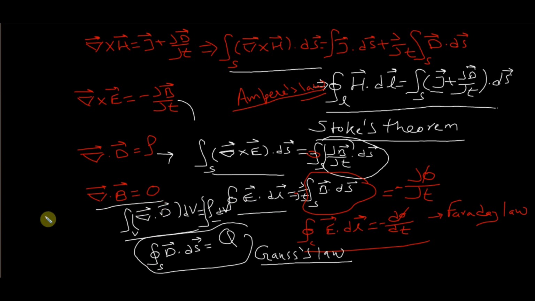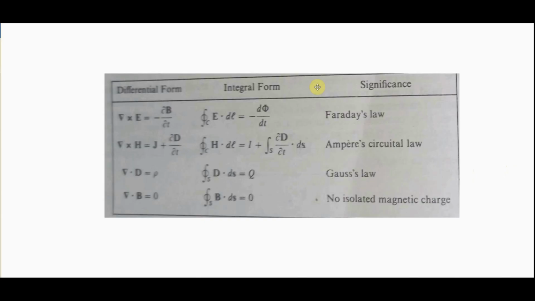Similarly, take the volume integral of this on both sides and apply the divergence theorem. So you will get, I'm writing it directly, the closed surface integral of B dot ds is equal to 0. Simple. So these are the basic equations in the differential form as well as in the integral form.